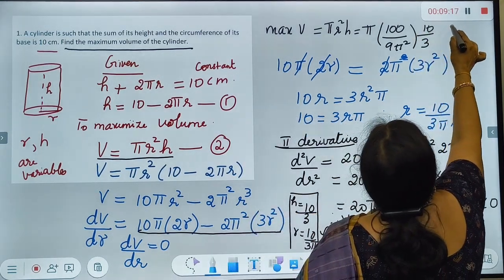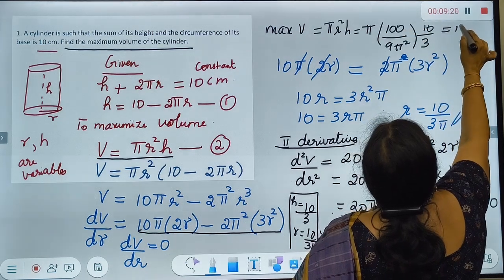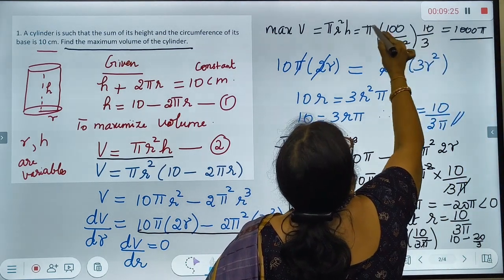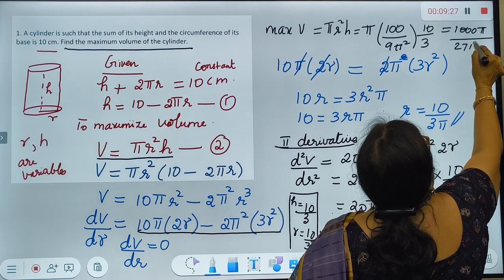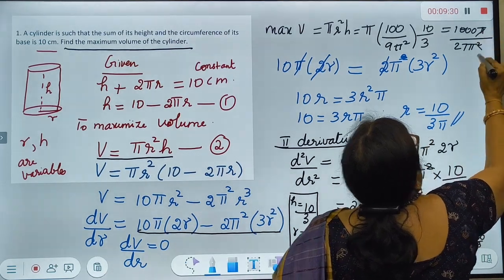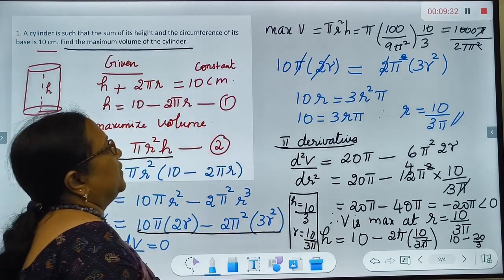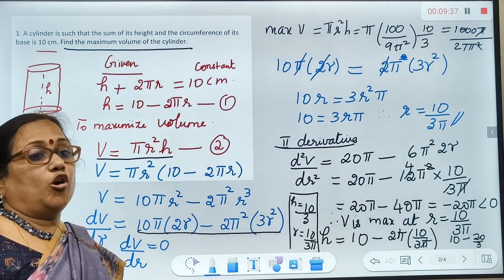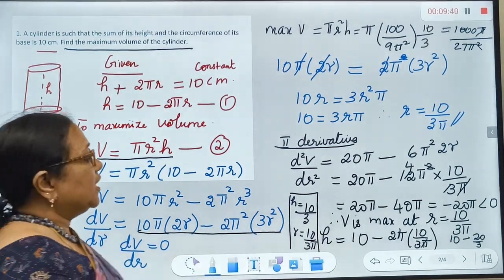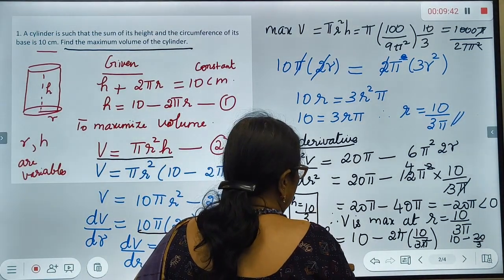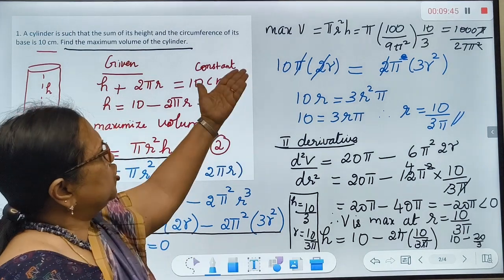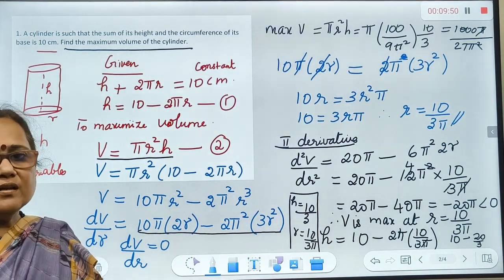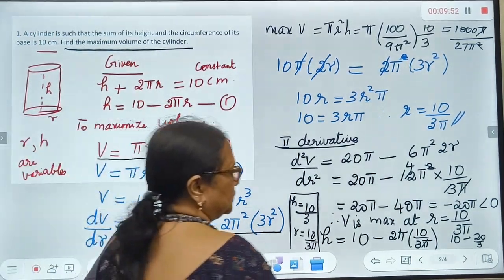So you will get 1000 pi by 27 pi square, so 1000 by 27 pi. This is the maximum volume. Maximum volume occurs when r is 10 by 3 pi and h is 10 by 3, and I substituted in the formula for volume, you get maximum volume. So is it clear how we got the answer?